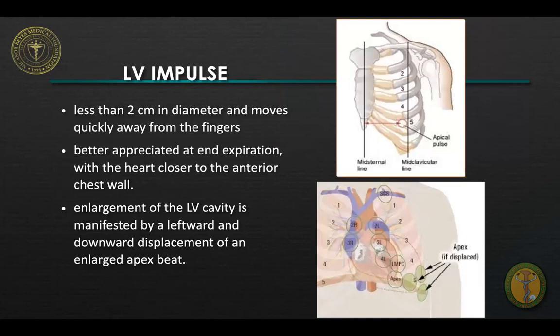Once identified, the left ventricular impulse is less than 2 cm in diameter and moves quickly away from the fingers. This is better appreciated at end expiration, with the heart closer to the anterior chest wall. Enlargement of the LV cavity is manifested by a leftward and downward displacement of an enlarged apex impulse.